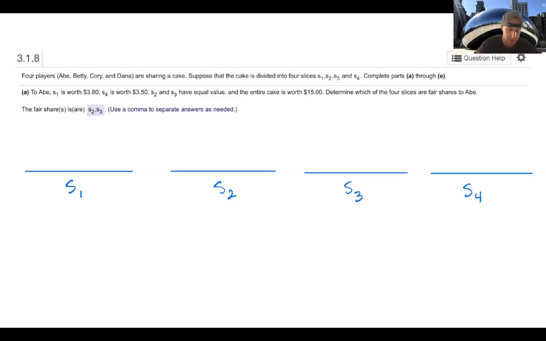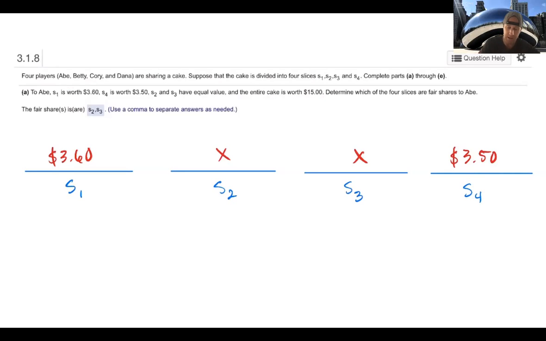So at the very beginning, they say that A1 is worth $3.60. So right off the bat, I can simply write that in without hesitation. All right. Next thing it goes on to say is that S4 is worth 350. So again, those are now known quantities. And then it says S2 and S3 have equal value, which of course doesn't give us anything yet. Since those are unknown but the same, we will call both of them X. Then it goes on to tell us that the entire cake is worth $15.